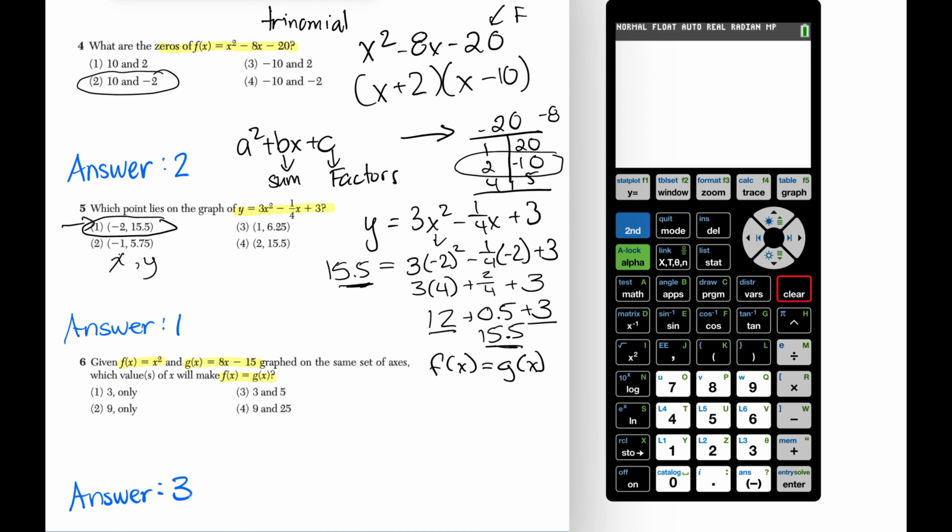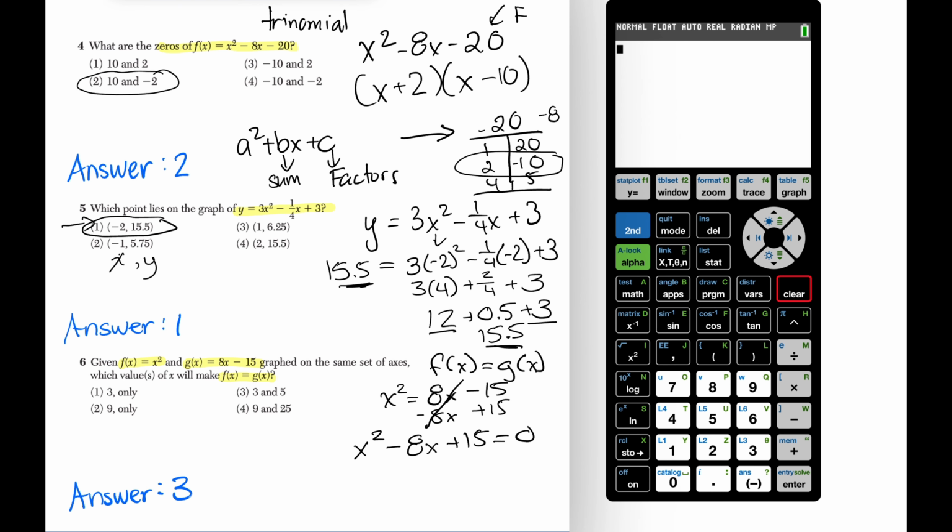So I'm going to set those equal to each other. X squared is equal to 8x minus 15. Okay, I want to get it into that form that we talked about before. So what I'm going to do is subtract, move this one over. I'm going to do minus 8x, and I'm going to make this a positive 15. Why? So that I have x squared minus 8x plus 15 is equal to 0.